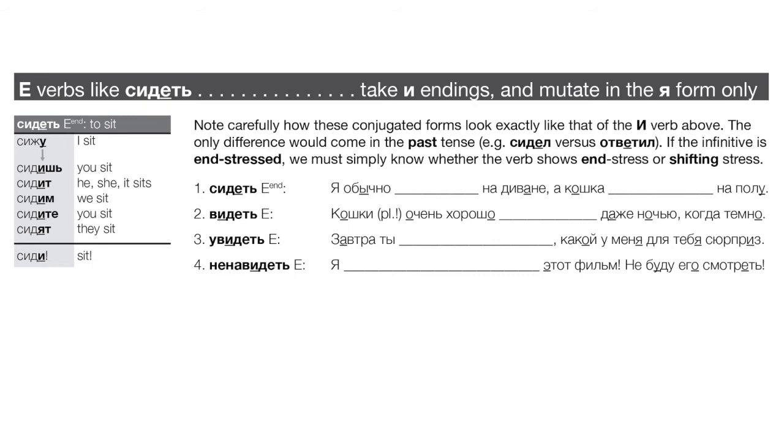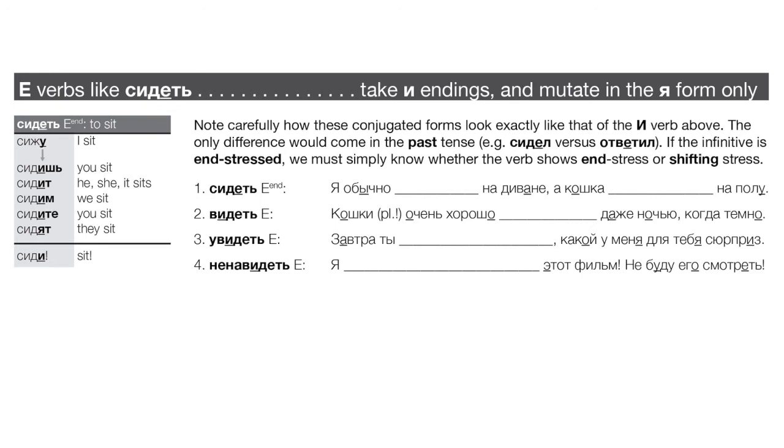Okay, let's say I usually sit on the sofa while the cat sits on the floor. Я обычно сижу на диване, а кошка сидит на полу. Number 2, cats, note the plural, right? We're going to start seeing plural nouns here in this chapter finally. Cats see very well even at night when it's dark. Кошки очень хорошо видят. Они очень хорошо видят даже ночью, когда темно.